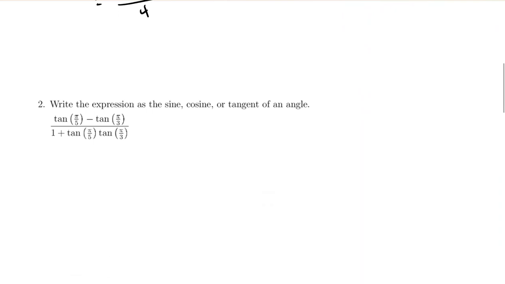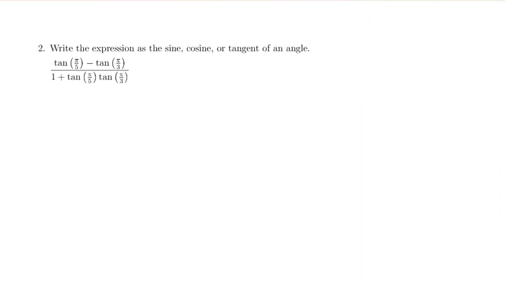The second thing they'll ask you to do is to write an expression in terms of sine, cosine, or tangent of a single angle. So you'll take something bigger that's more cumbersome and compress it down to make it look nice and neat in terms of our trig functions. So in this example here, I can see that this is a direct application of the difference rule for tangent. So this is going to be exactly the same as looking at tangent of pi over 5 minus pi over 3. So this was a direct application of my difference rule for tangent.